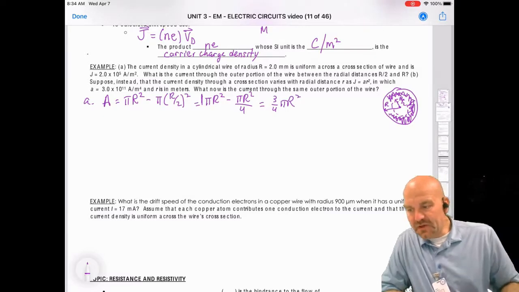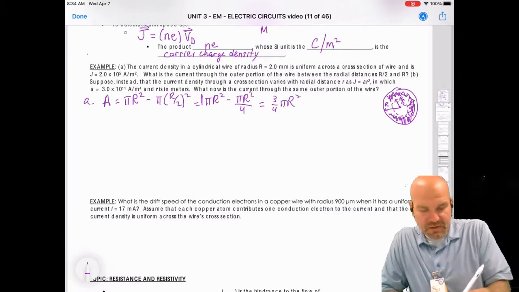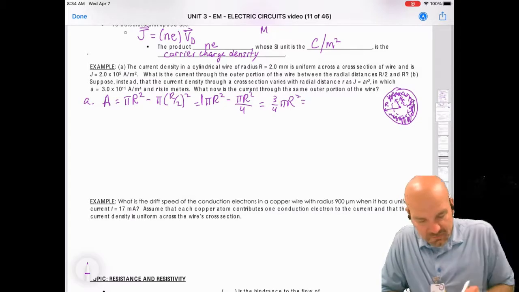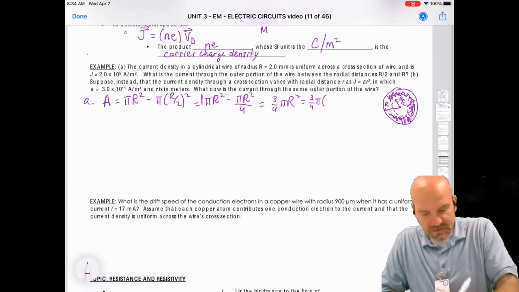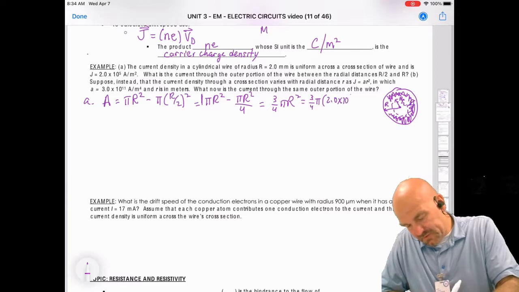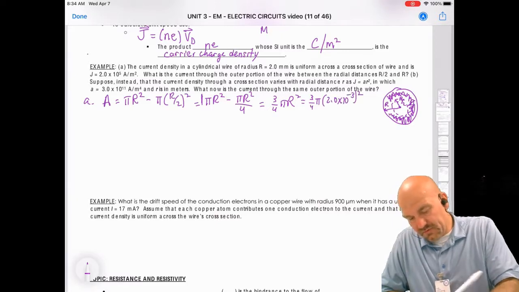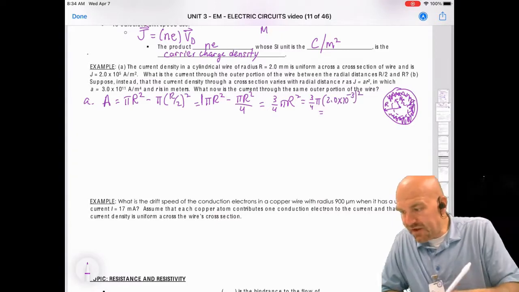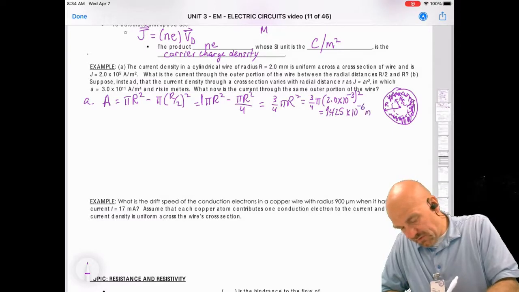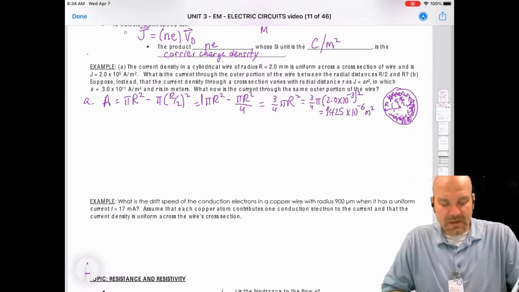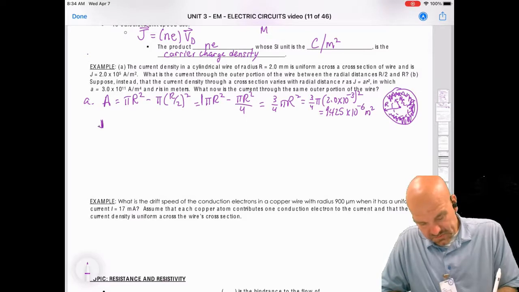And so now we can plug in numbers here. They tell us that big R is 2 millimeters. So we're going to say 3/4 times pi times 2 millimeters, but we need that in meters, so it's 2.0 times 10 to the negative 3. And that gives us the area we're looking for of 9.425 times 10 to the negative 6 square meters.